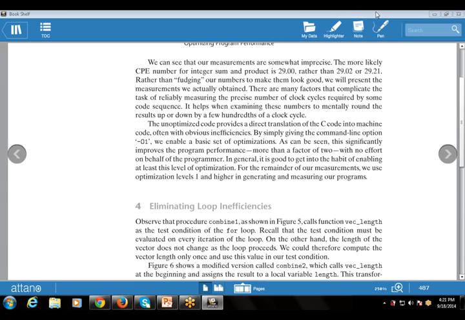In the last class, we discussed eliminating loop inefficiency, that is how to eliminate the different loop inefficiencies so that the program will execute in the simplest way to increase its performance. That is, you are eliminating the loop inefficiencies.